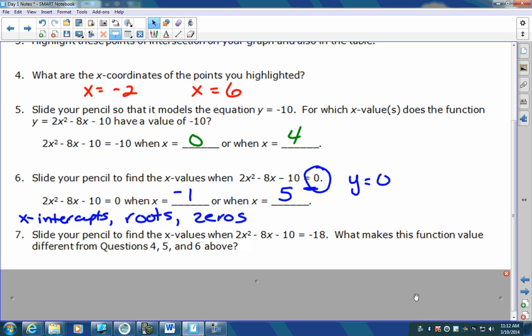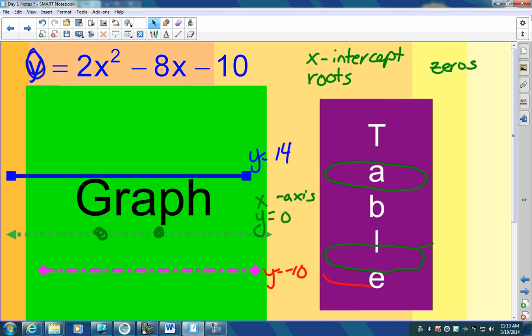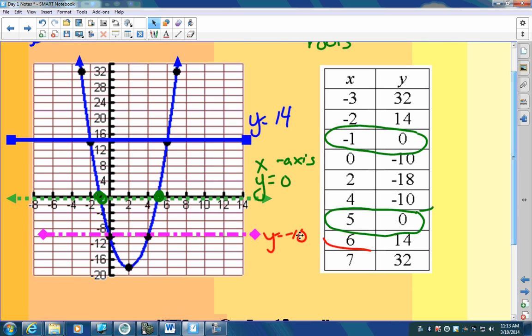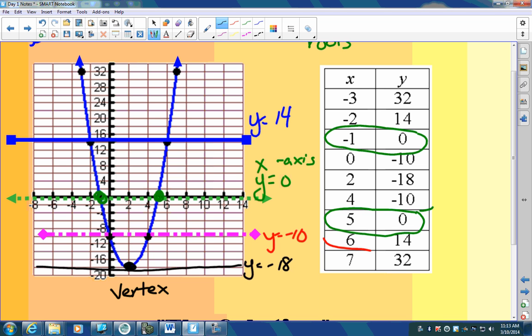Now the next one asks you, let's slide our pencil to where y is negative 18. So if I go back over here to where y is negative 18, what do we notice? Down here where y is negative 18, what is this point called? It's the vertex. Is this a minimum or a maximum? It's a minimum.